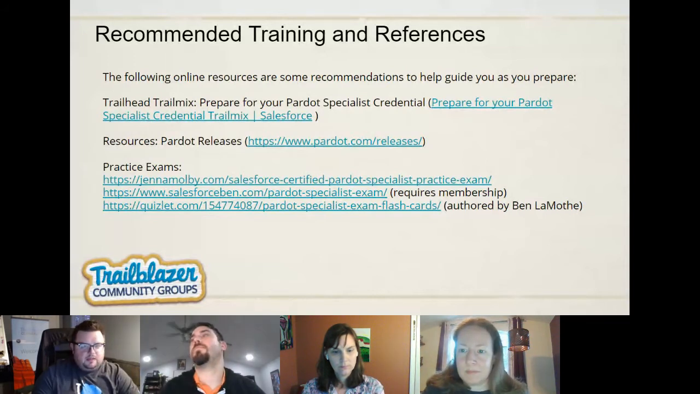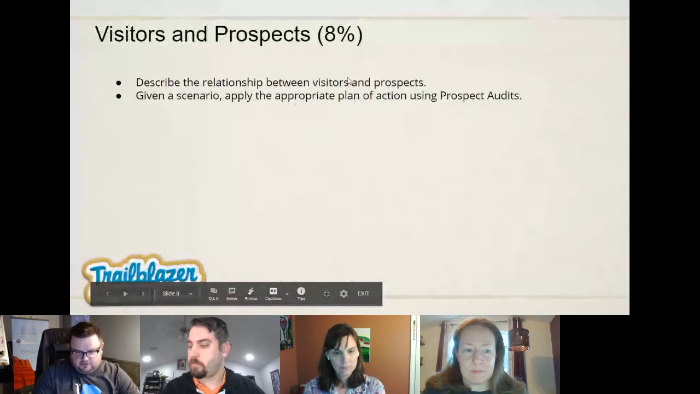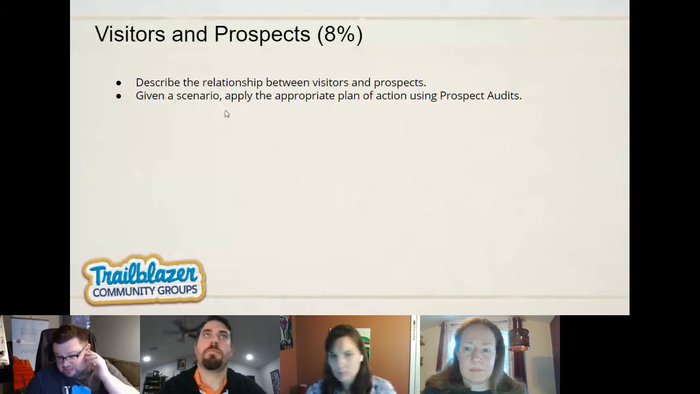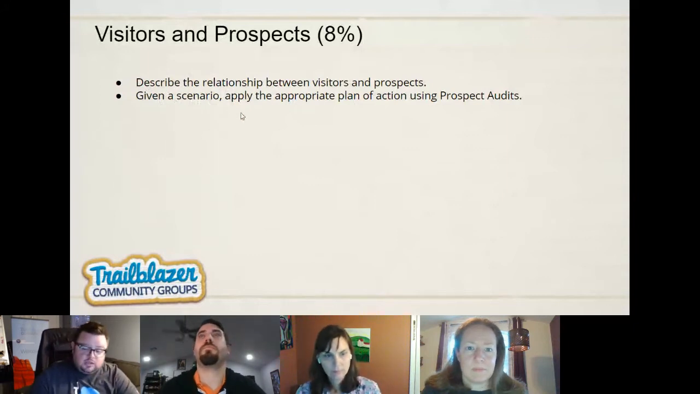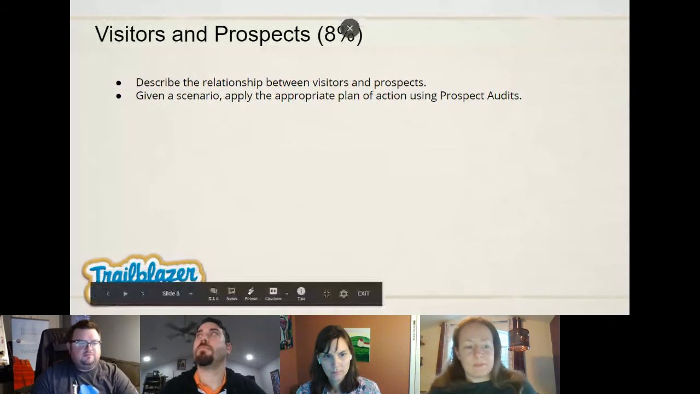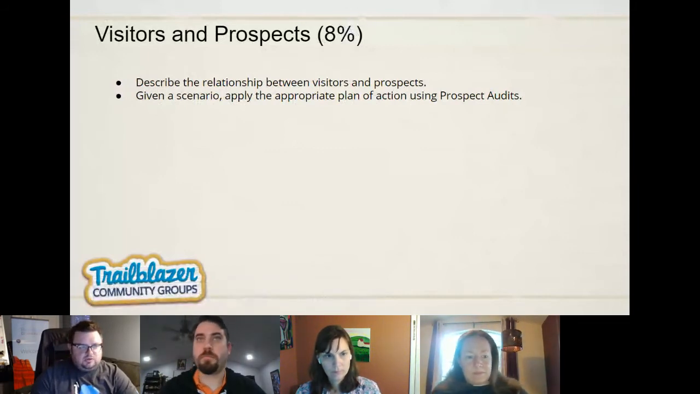So let's get going. The first part of this is visitors and prospects. It composes 8% of the total exam from a weighting perspective. And these are the only two things that they really give you of here's what you should know. Describe the relationship between a visitor and a prospect, and given a scenario, apply the appropriate plan of action using prospect audits.